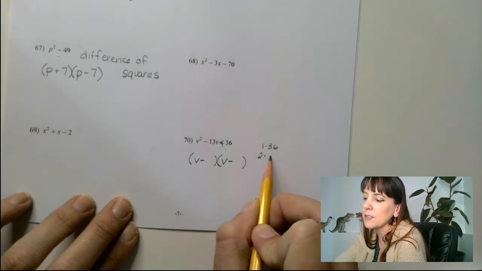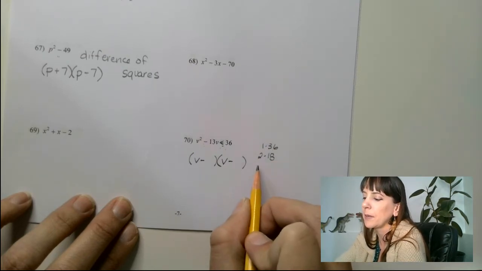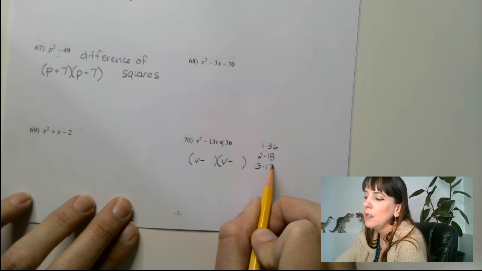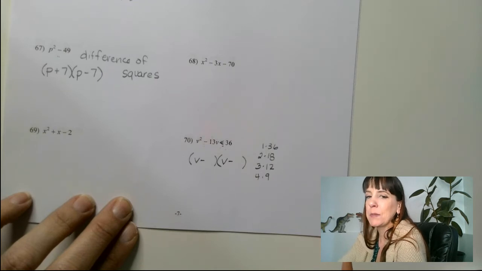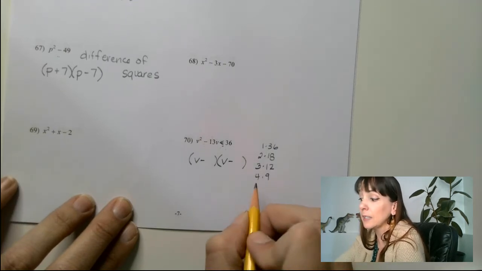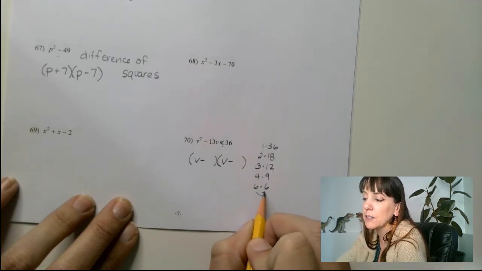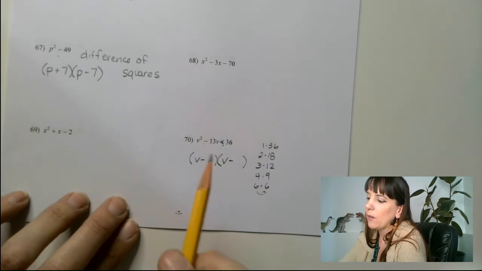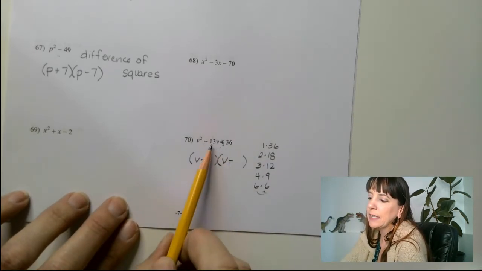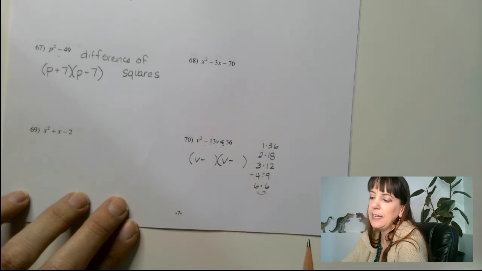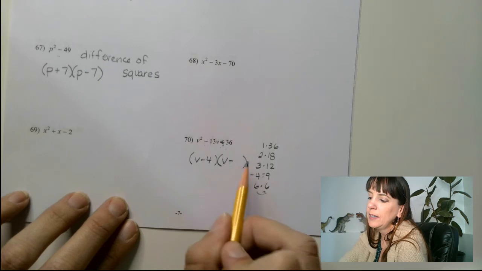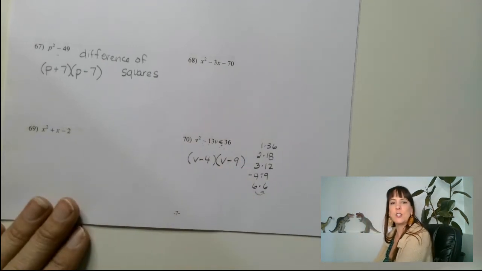So 1 times 36, 2 times 18. I'm totally going to make a mistake on one of these. You're going to have to tell me. 3 times 12, 4 times 9. After 4 comes 5, not 5. After 5 comes 6, 6 times 6. And then we're repeating ourselves, so we're good. Okay? Now, I need a negative, negative that gives me negative 13. Negative 4, negative 9. Negative 4, negative 9, and that is your answer.